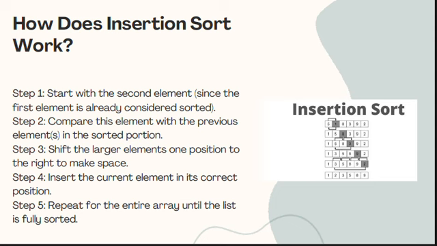Now see how insertion sort works. Start with the second element. Since the first element is already considered sorted, compare the element with the previous elements in the sorted portion. Shift the larger elements one position to the right to make space. Insert the current element in its correct position. Repeat for the entire array until the list is fully sorted.